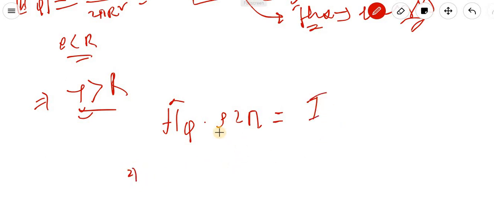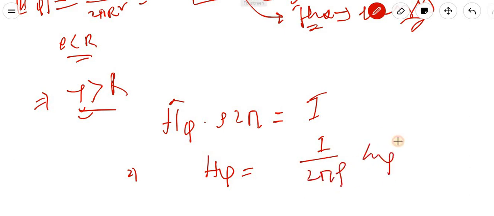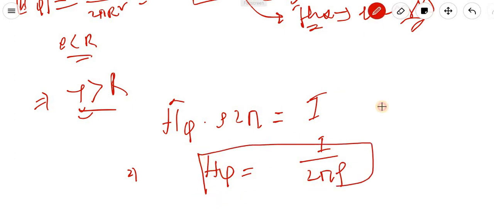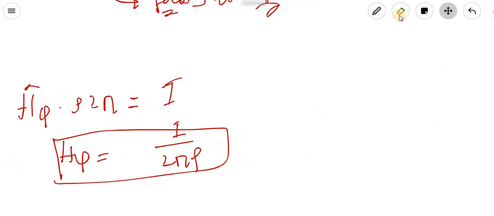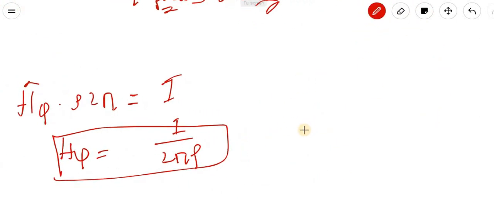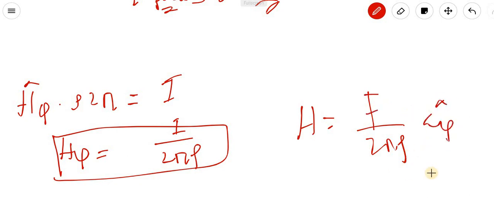Okay. Now what expression would we get? H equals I over 2 pi rho, A phi. The phi is not there because here we are considering the magnitude only. If you present it in vectorial form, it is 1 by 2 pi rho, I, A phi.